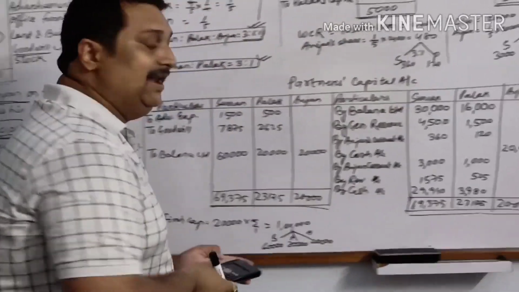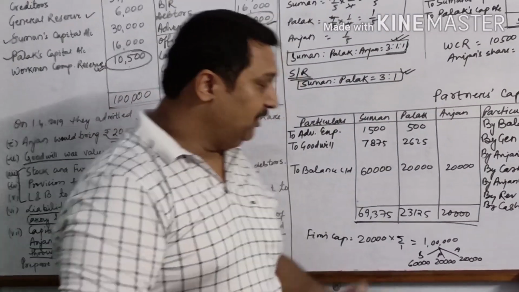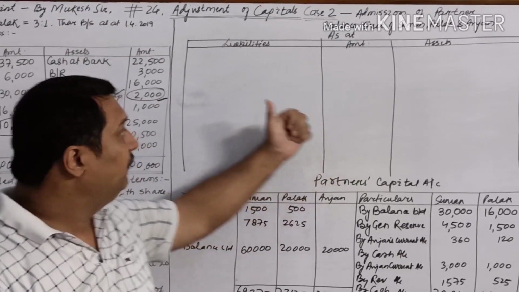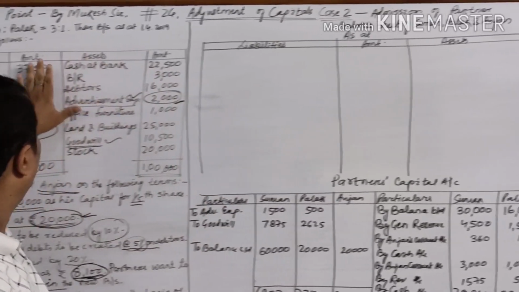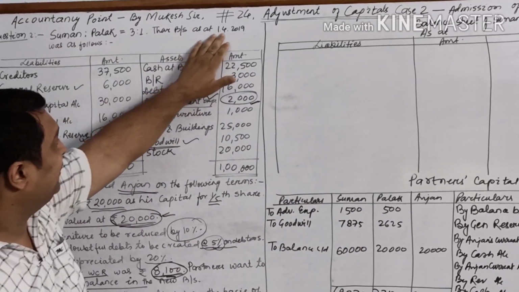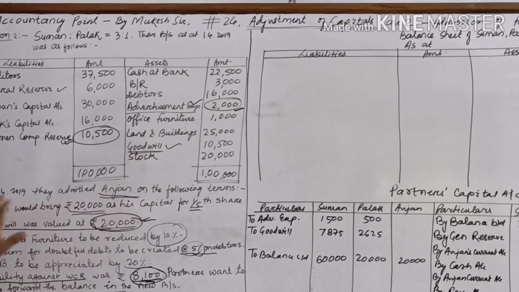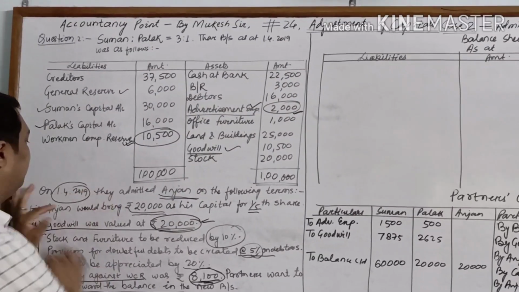Now we'll prepare the balance sheet and complete the question. Now this is the format of the balance sheet which I have taken. If you look at your old balance sheet, the balance was given on 1st April 2019, and the new partner gets admitted on 1st April itself.